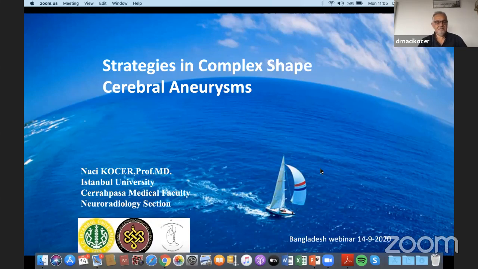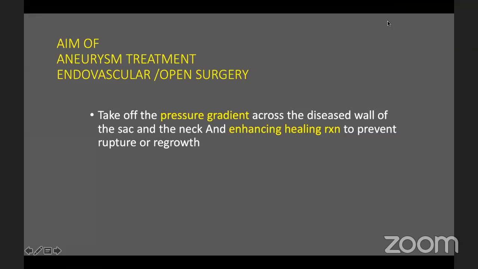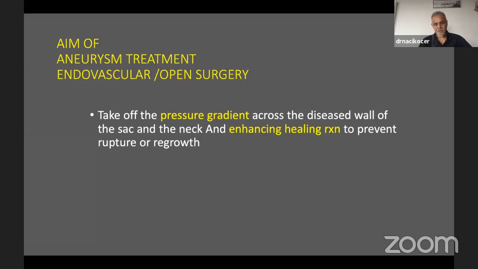Today's topic is the complex shape aneurysm treatment strategies. What is the aim of the treatment? Actually, the aim of the treatment is basically to take the pressure gradient across the diseased wall of the sac and the neck, and we need to enhance the healing reaction to prevent rupture and regrowth. That is important, because the disease is actually on the neck, on the vessel, not in the sac.